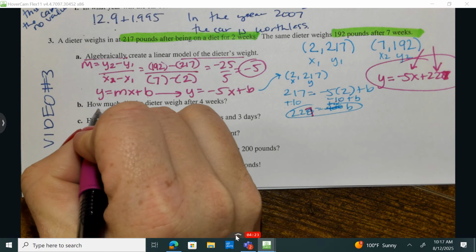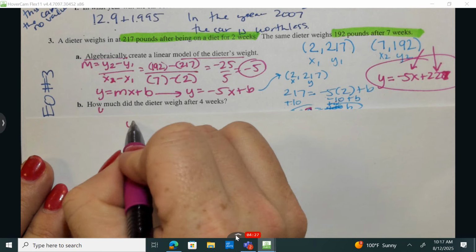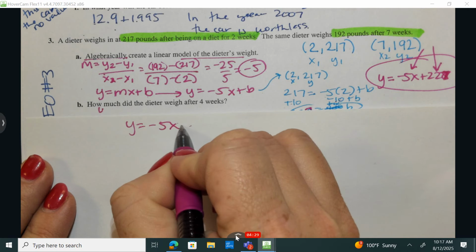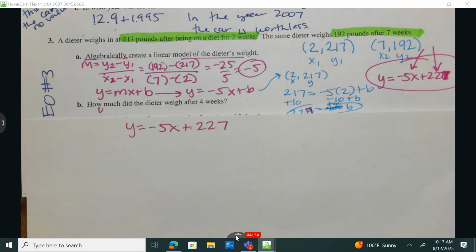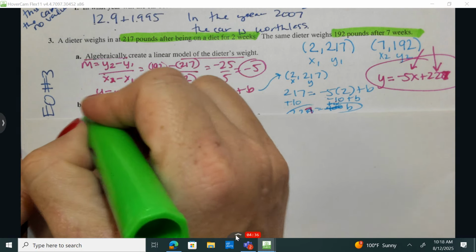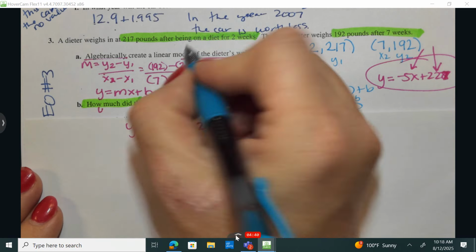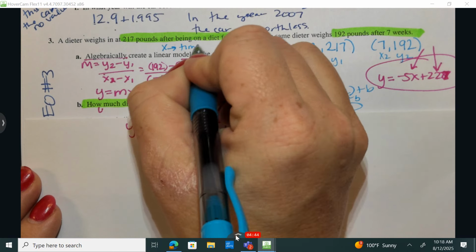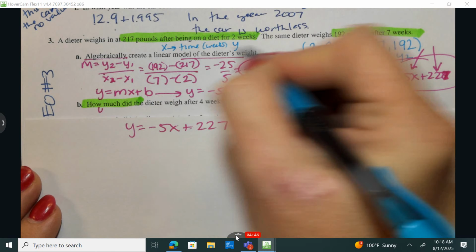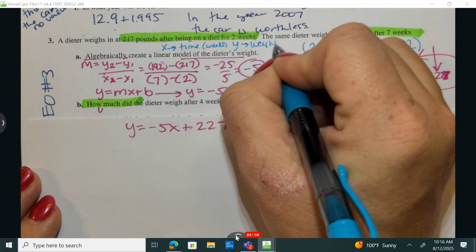Okay, so let's come up here. Y, and you know what? I don't have much room here, so I'm going to just bring this up. Y equals negative 5x plus 227. Okay, so I'm going to highlight what they're asking. How much? How much is it referring to the weight? So in this particular problem, we have an x value and a y value. X is in terms of time in weeks, and y is in terms of weight, and it's in pounds.